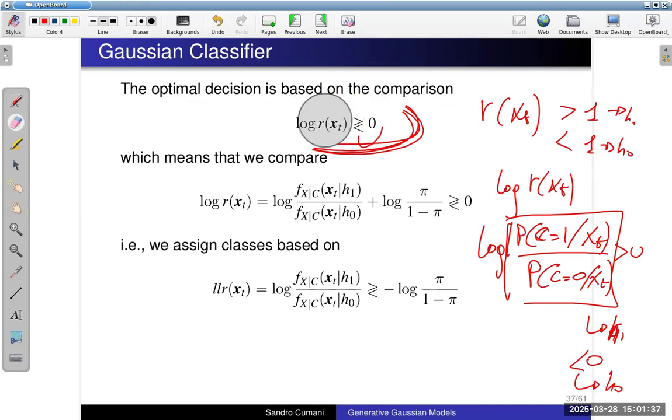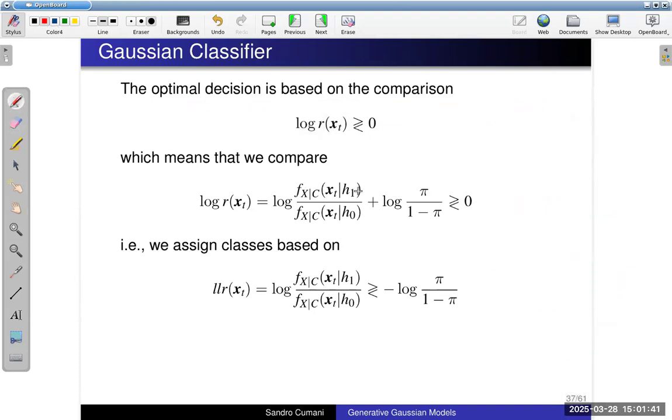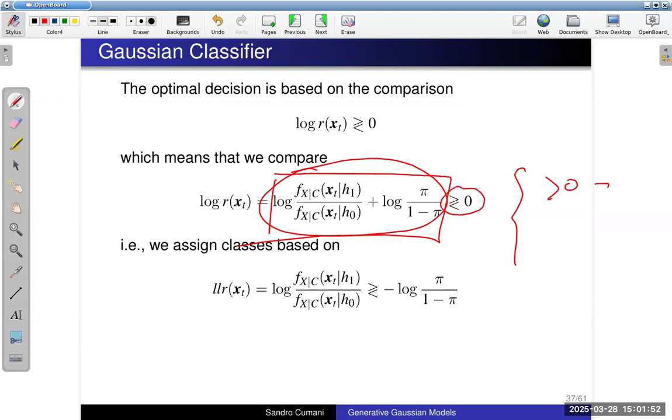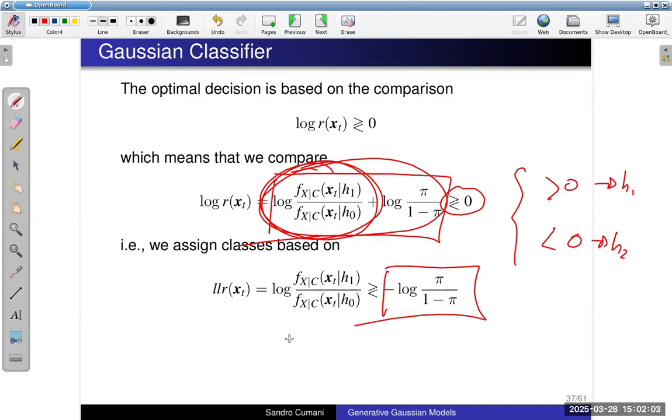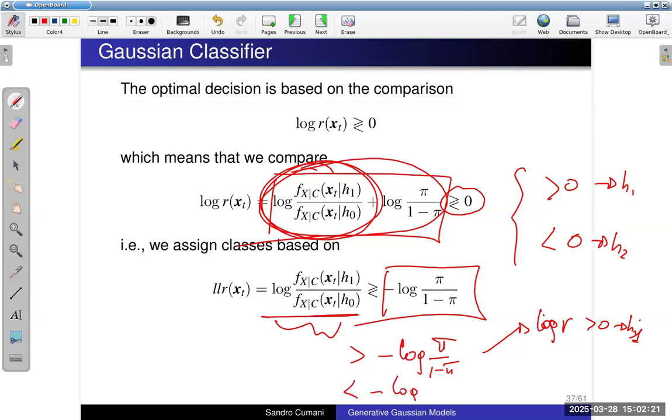Now let's write this rule, that is the rule that we use to make classification, in terms of the log likelihood ratio. The log posterior ratio has this form. So essentially we compare this expression with 0. If it's larger than 0, class 1. If it's lower than 0, class 0. But when is this expression larger than 0? Well, it's larger than 0 when the first term is greater than minus the second term. So whenever this term is larger than minus log of pi divided by 1 minus pi, it means that log r is greater than 0, so it's class 1. If this value here is lower than minus log pi divided by 1 minus pi, then log r will be lower than 0, we assign class H0.